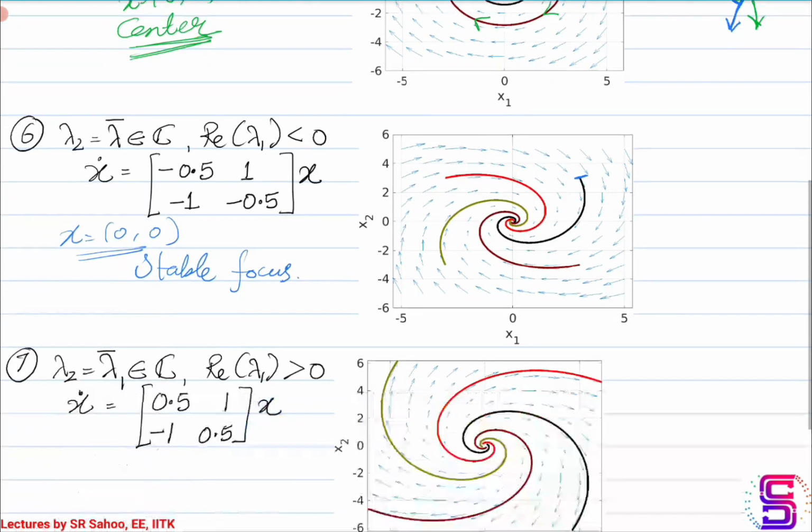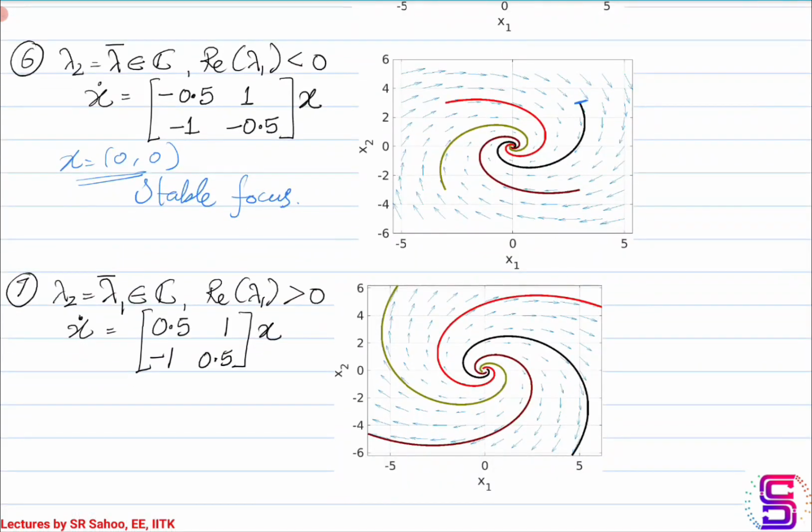The exactly opposite phenomenon happens when you have complex eigenvalues with positive real part. In such a case, if you start close to the equilibrium point, which is again the origin in this case, you actually spiral out. The logarithmic spiraling is such that it spirals out and moves away from the equilibrium point. So the equilibrium point in such a case is said to be an unstable equilibrium point, and because of the logarithmic spiral nature, we label it as a focus. So here we have an unstable focus.